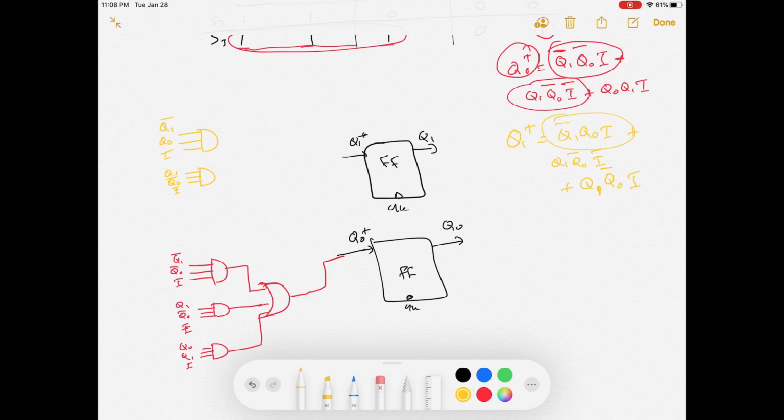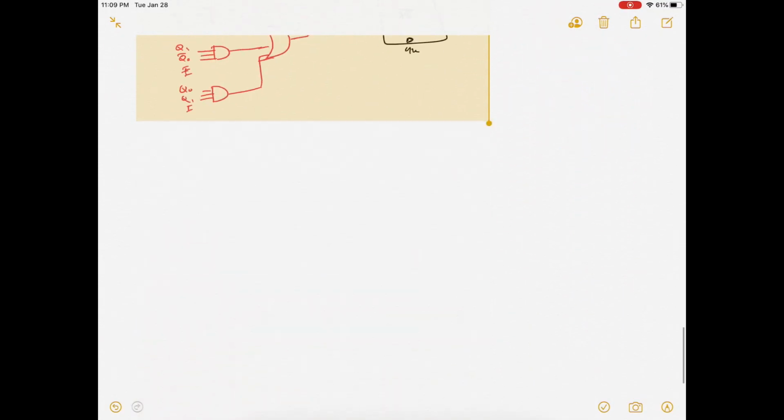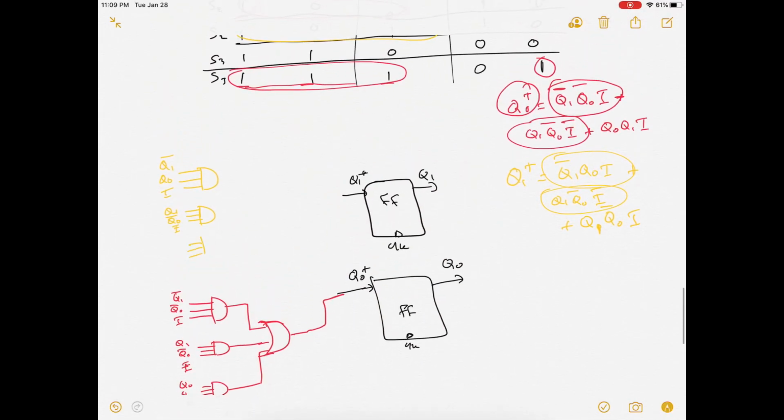So now this is the first AND gate, the third AND gate, and now for the last AND gate, which is Q1, Q0, and input. We join them all with an OR gate, and this will be our Q1 plus.